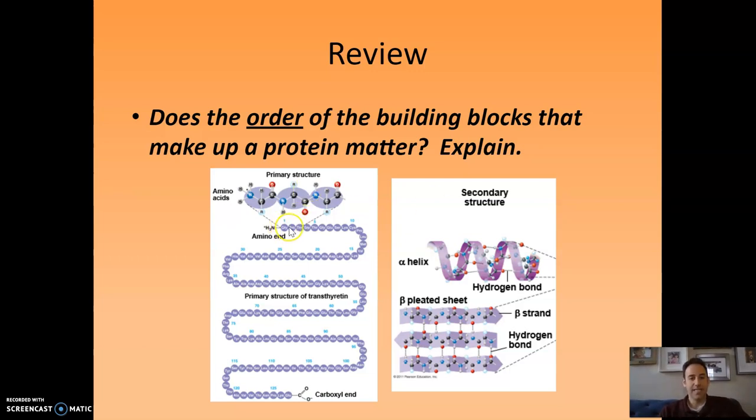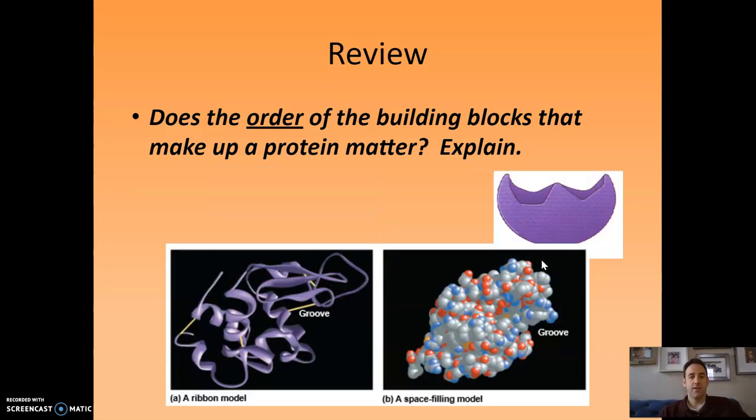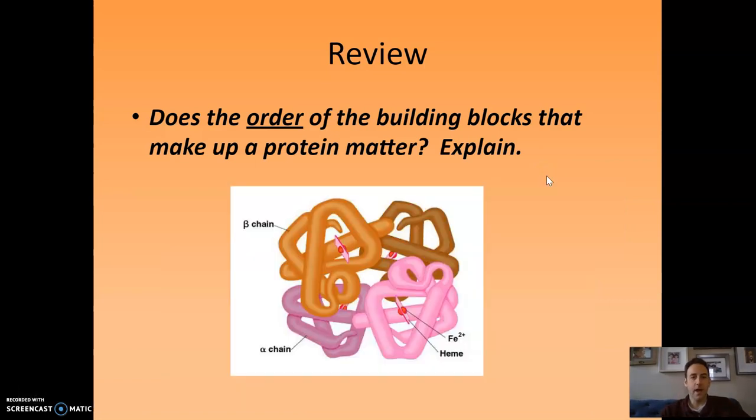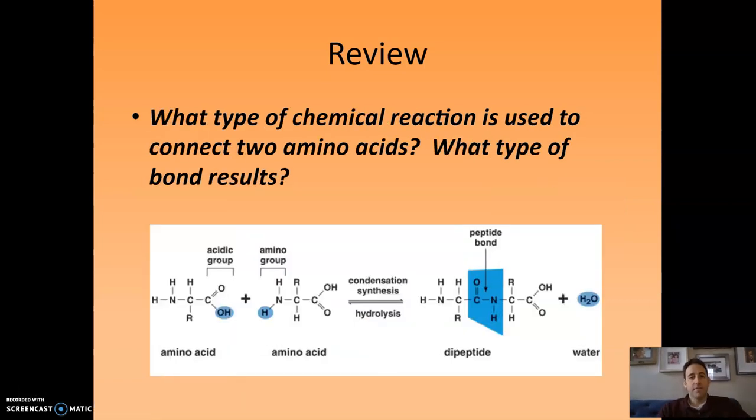That order is the primary structure, and that specific order causes it to fold in a very specific way to give rise to a very specific three-dimensional shape. And again, it kind of looks like that in real life, but we represent it like this to help our brains wrap around it. What type of chemical reaction connects the two amino acids?